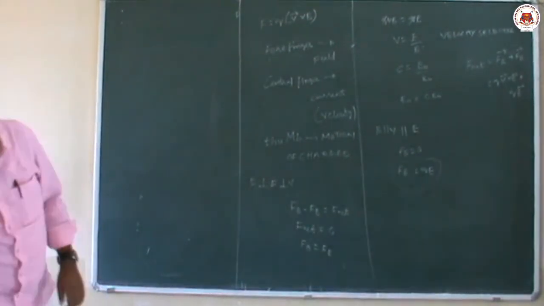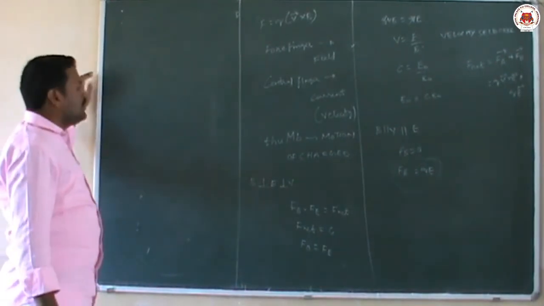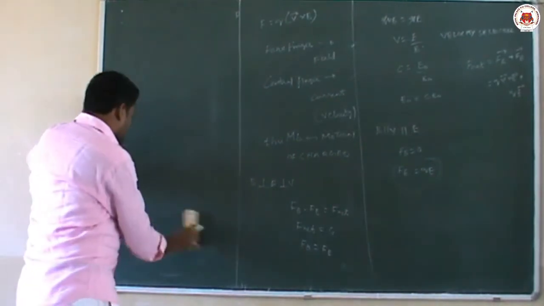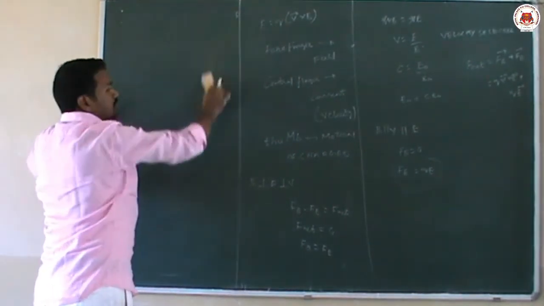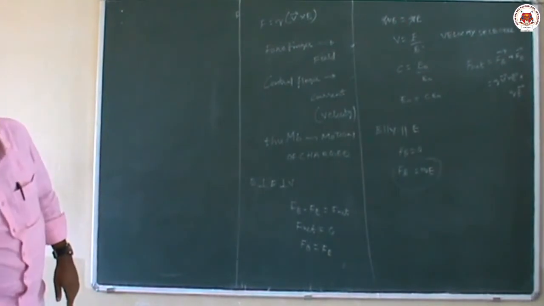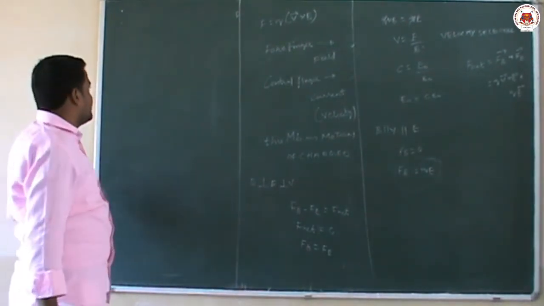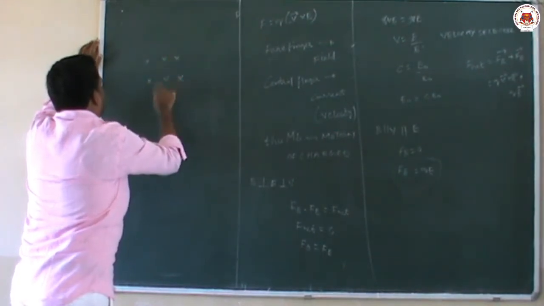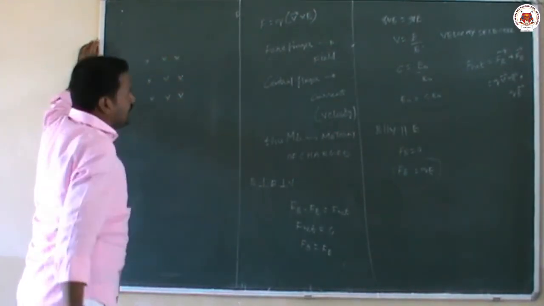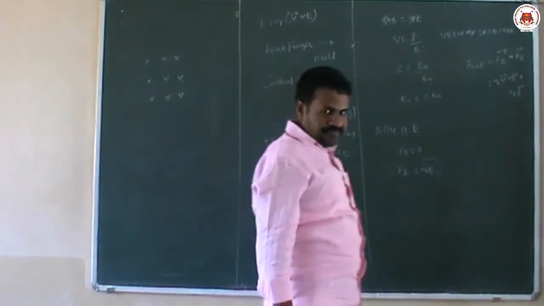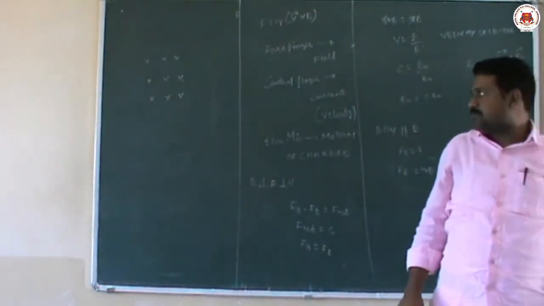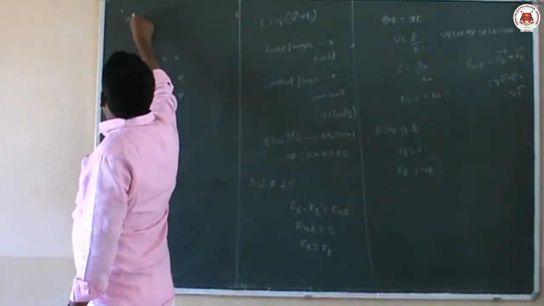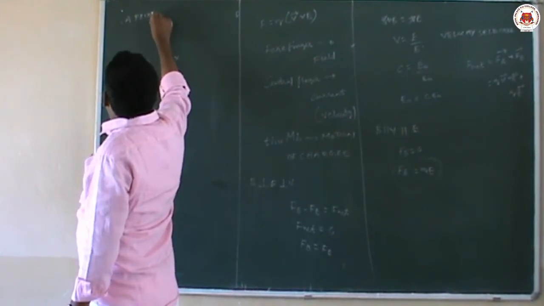Suppose you may ask a question like this: a proton, a deuteron, and an alpha particle are projected into a magnetic field with the same momentum.